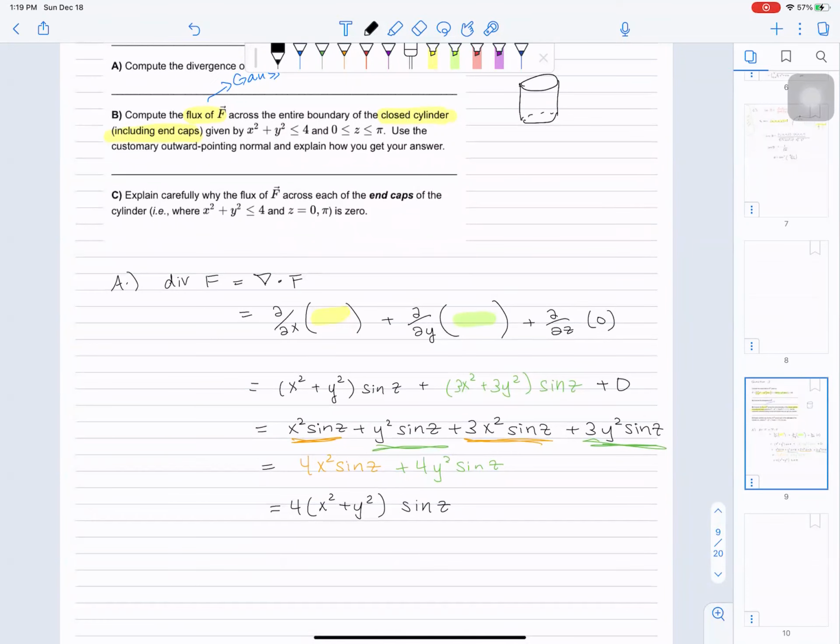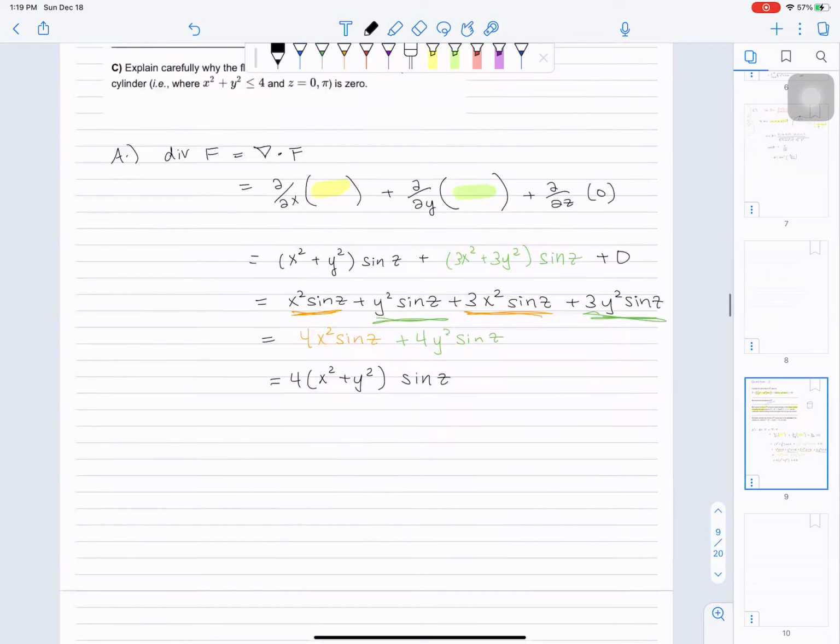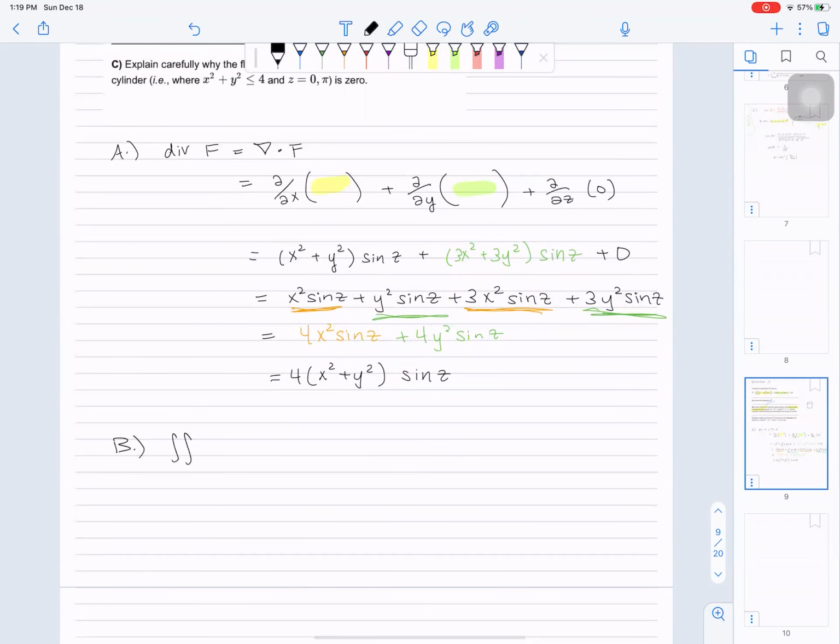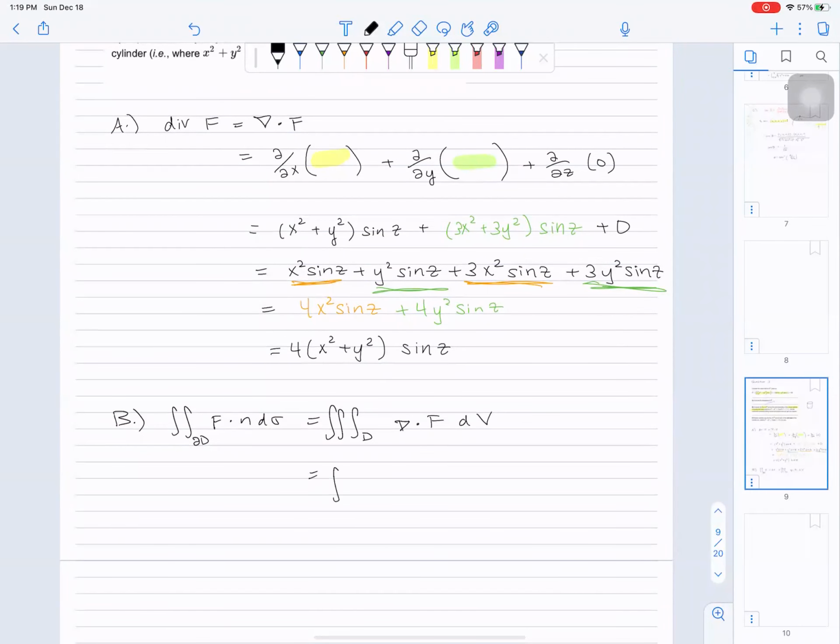So what does Gauss's theorem say? Gauss's theorem says that if I want to do the integral of F dot n d sigma, by Gauss, over some boundary, it's going to be the triple integral over my entire domain of divergence dV. And that's nice because I already found in part A what the divergence is. The divergence was, I found up here, 4 times (x squared plus y squared) sine Z dV.